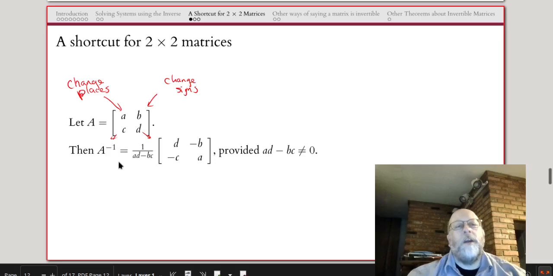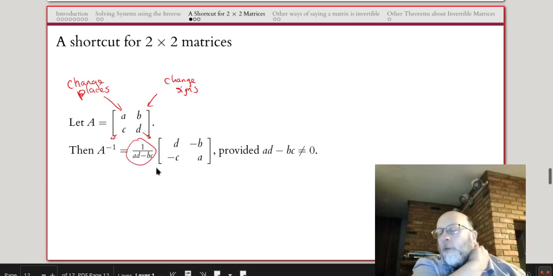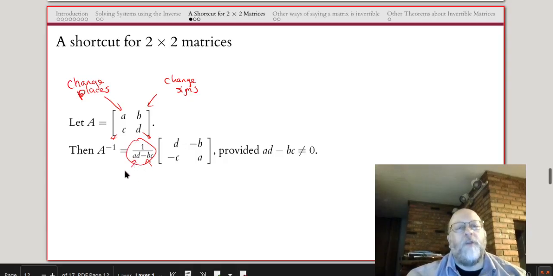And then the last thing we're going to do is multiply the whole thing by this fraction, 1 over AD minus BC. It's the 2 diagonals, the difference between them. So the main diagonal minus the other diagonal. And this works only if we are not dividing by 0. So let's try this on a couple of examples.